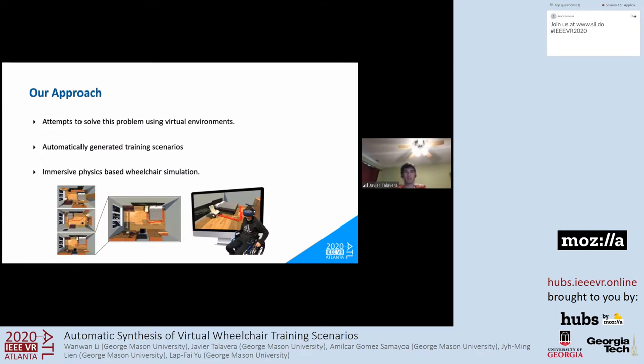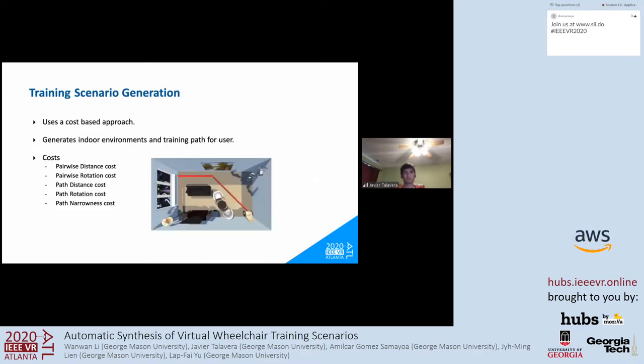Our approach attempts to solve some of the problems previously mentioned, such as lack and variability of location. We do this by using automatically generated scenarios, which can be navigated with a physics-based wheelchair simulation. The approach uses a cost-based system to generate indoor environments with a specified training path for the user to follow. The main characteristics that we focus on for the path are the length, rotations, and narrowness. The difficulty of the path can be adjusted depending on the user.